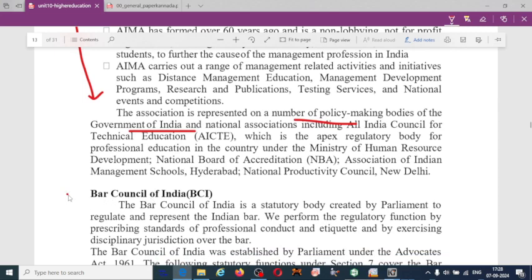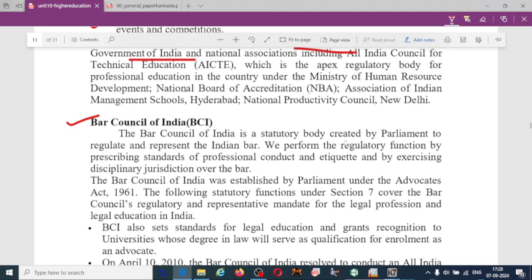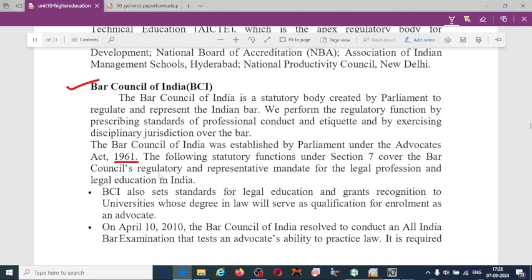So next comes the Bar Council of India, a statutory body created under the Parliament Act in the year 1961. It is related to the legal profession and legal education in India.